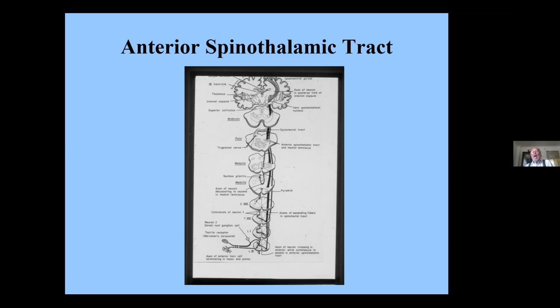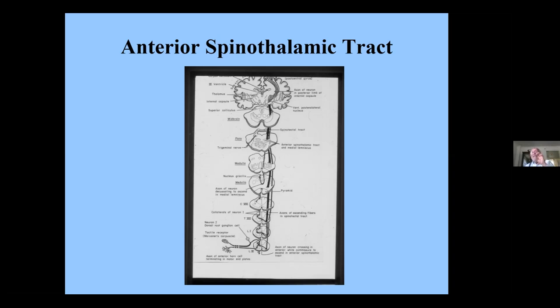So now, at the level of the pons, at the level of the midbrain, the medial lemniscus is both dorsal column fibers and anterior spinothalamic fibers. At the level of the caudal medulla, the medial lemniscus is really just dorsal column fibers because the anterior spinothalamic tract is not joined. So now look at that word, spinothalamic. Originates in the spinal cord, ends up in the BPL thalamus.